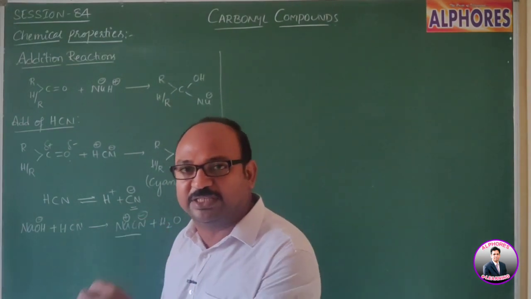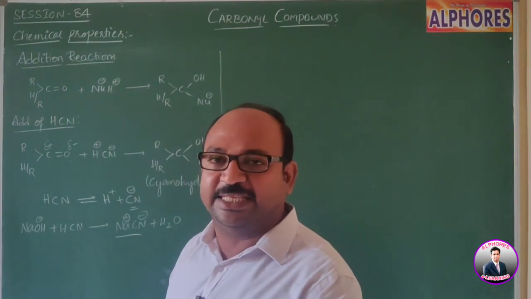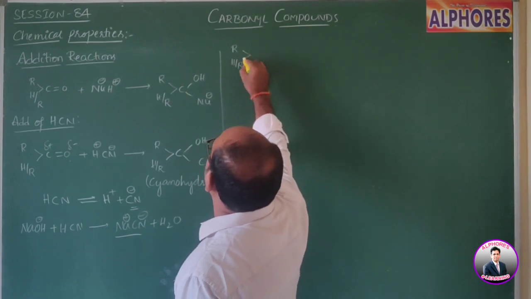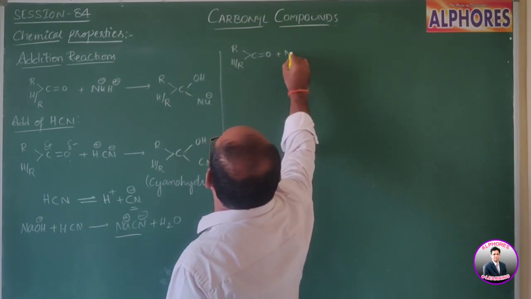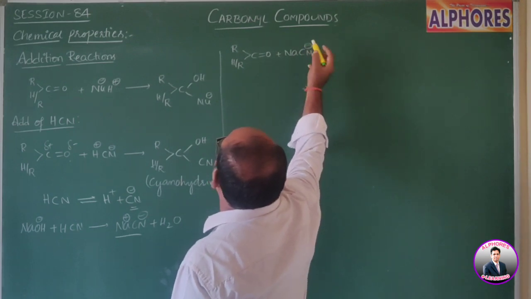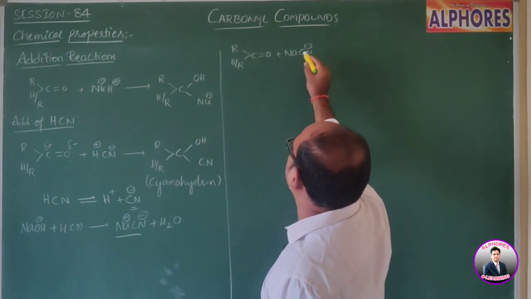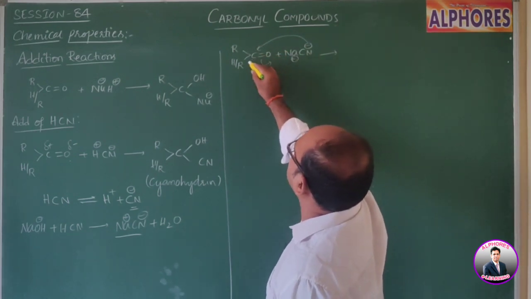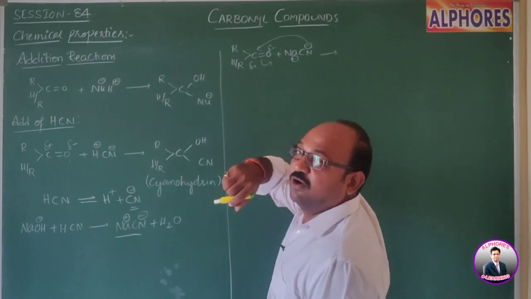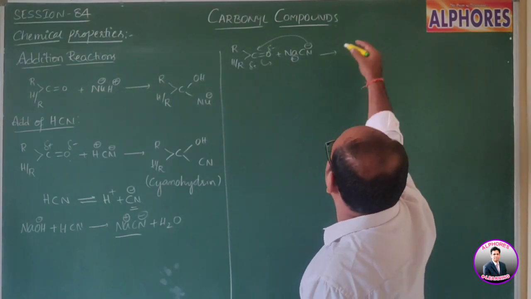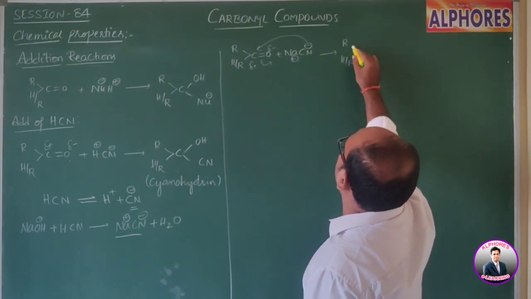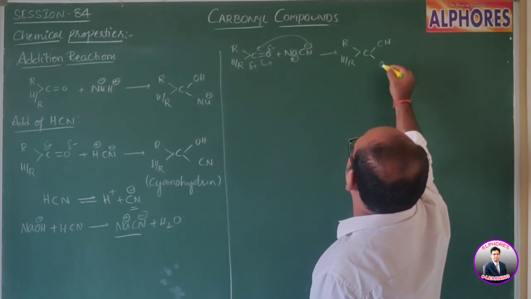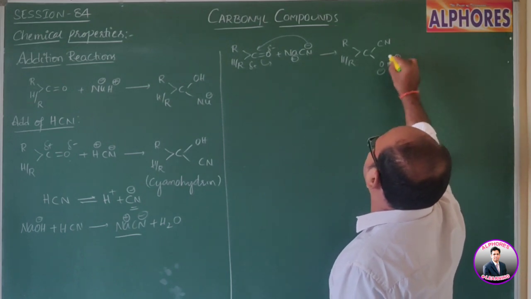Better to use directly first NaCN, later HCN. Then what happens? In such a case, RHRC double bond O upon reaction with NaCN. So CN minus from NaCN, CN minus you are getting, then CN minus approaches this carbonyl center because of this one base, partial positive charge and oxygen base, partial negative charge. Then we are getting RHRC here, carbon attached to cyanide and O minus attached to Na plus.